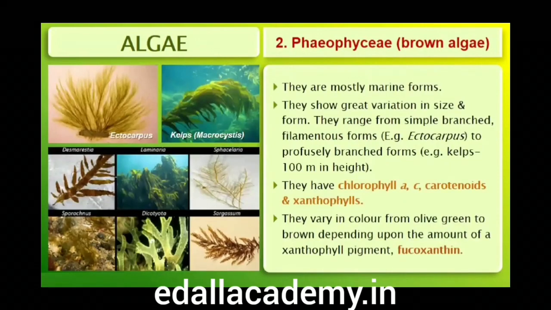3.1.2 Phaeophyceae. The members of Phaeophyceae or brown algae are found primarily in marine habitats. They show great variation in size and form. They range from simple branched, filamentous forms, Ectocarpus, to profusely branched forms as represented by kelps, which may reach a height of 100 meters. They possess chlorophyll a, c, carotenoids and xanthophylls. They vary in color from olive green to various shades of brown depending upon the amount of the xanthophyll pigment, fucoxanthin, present in them.